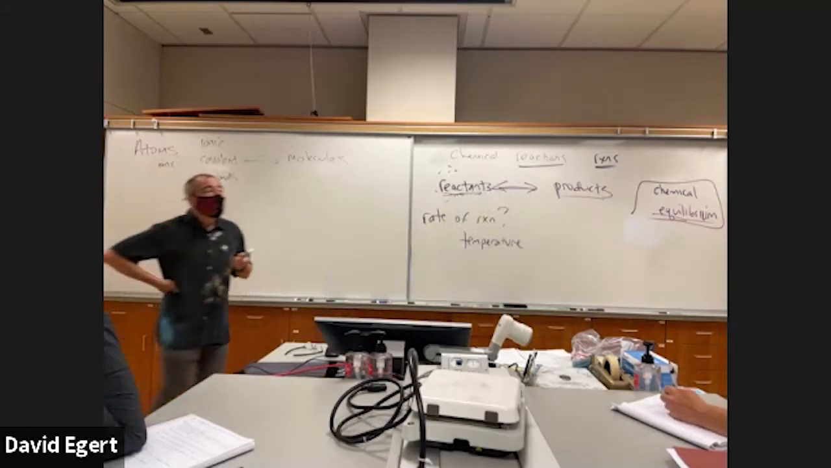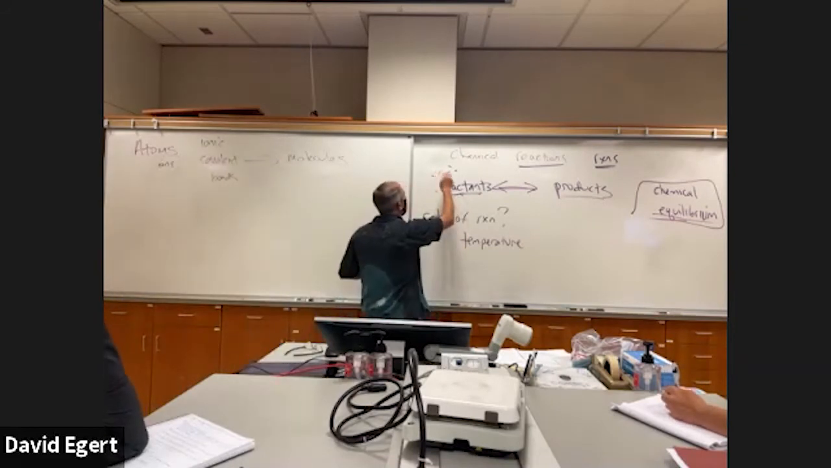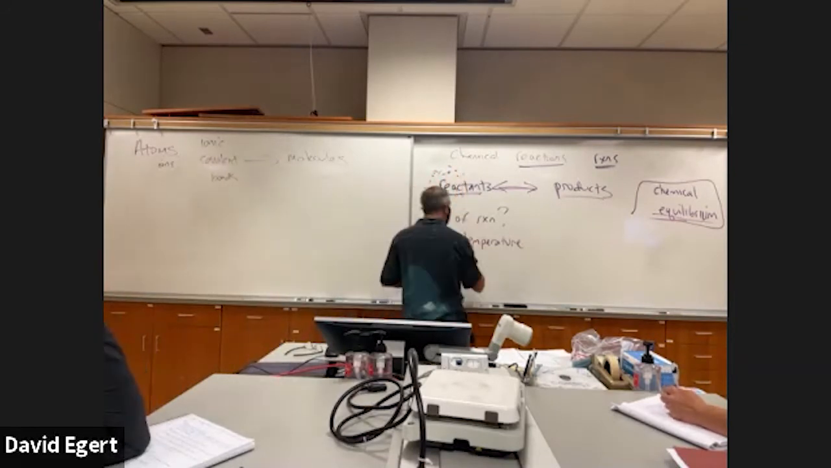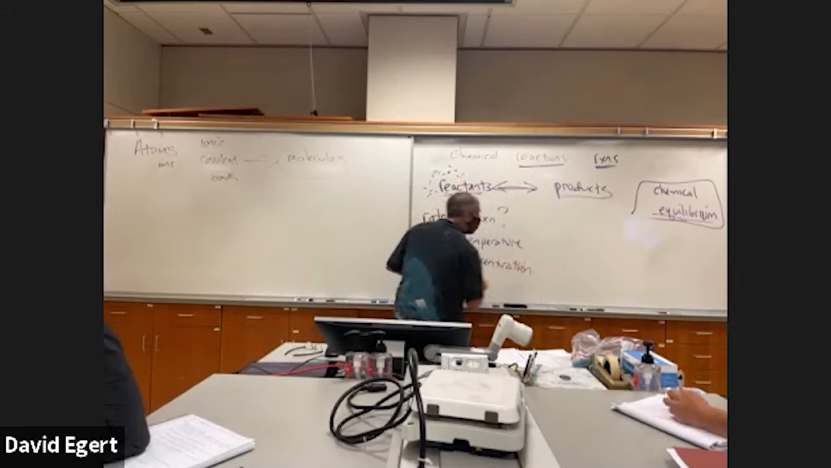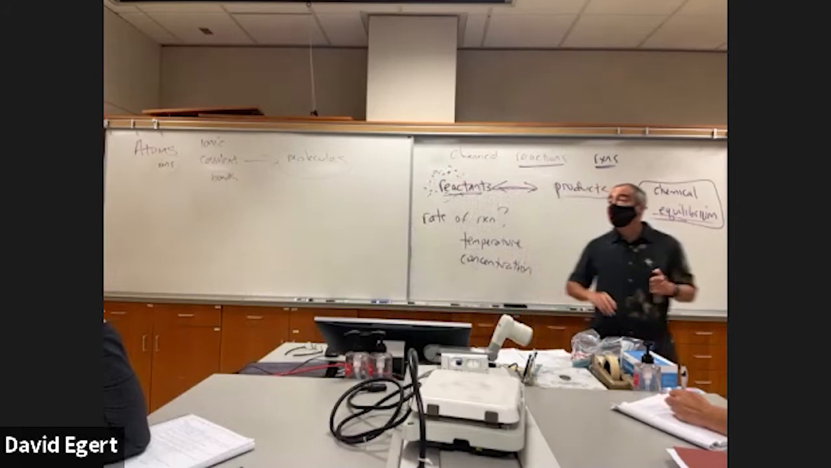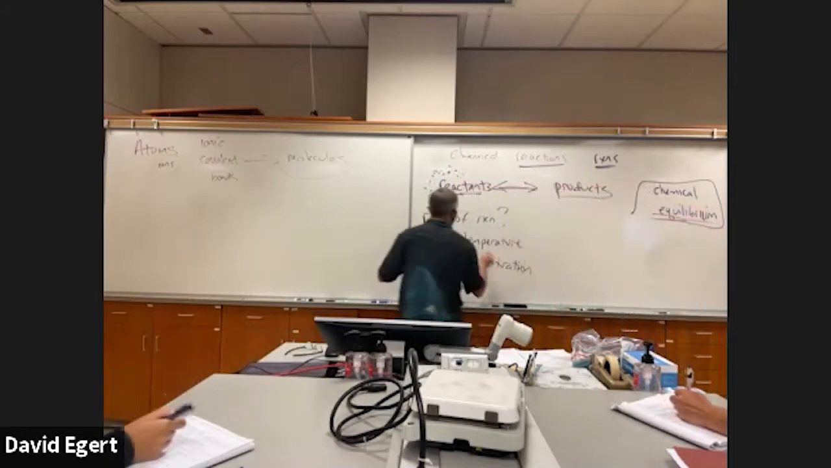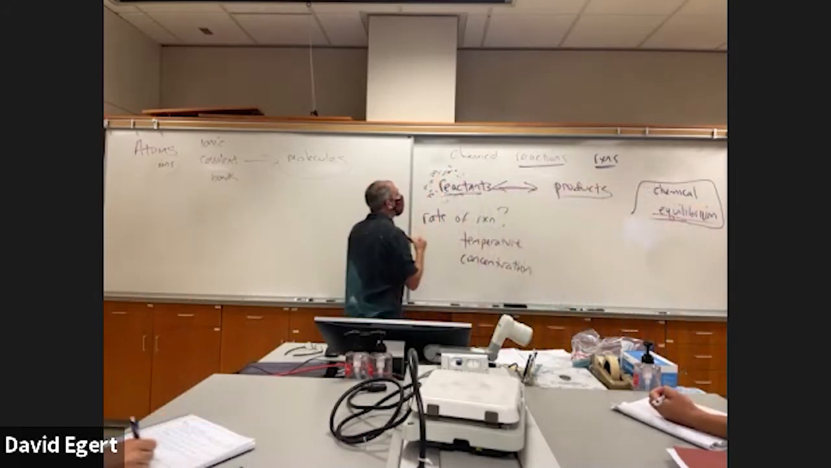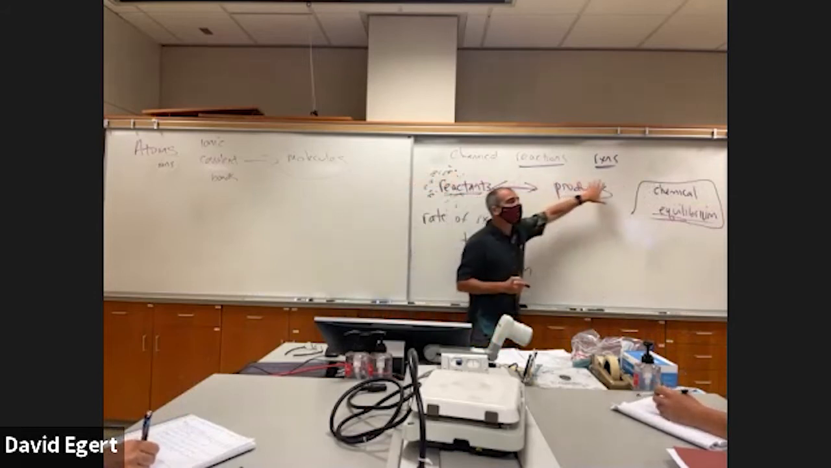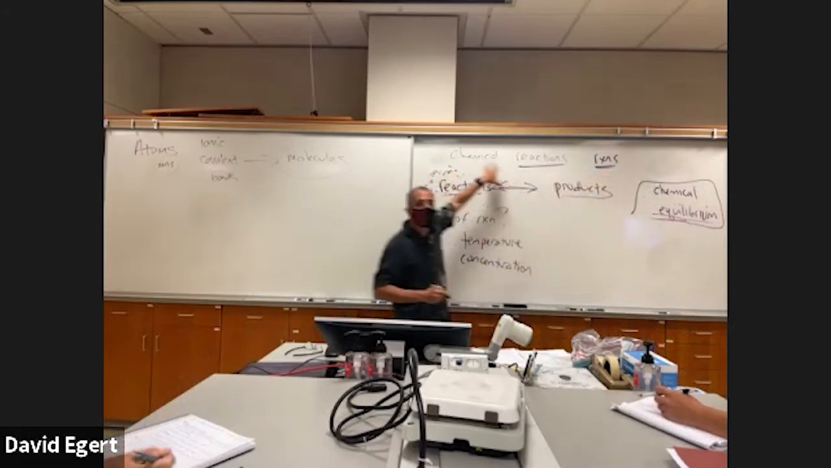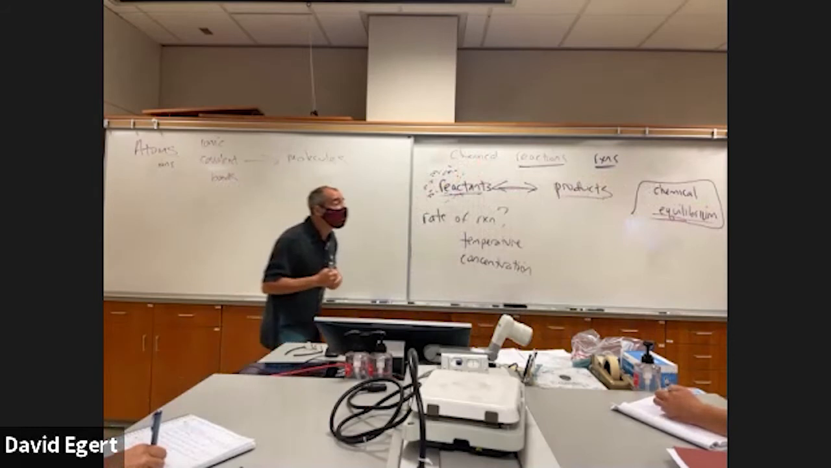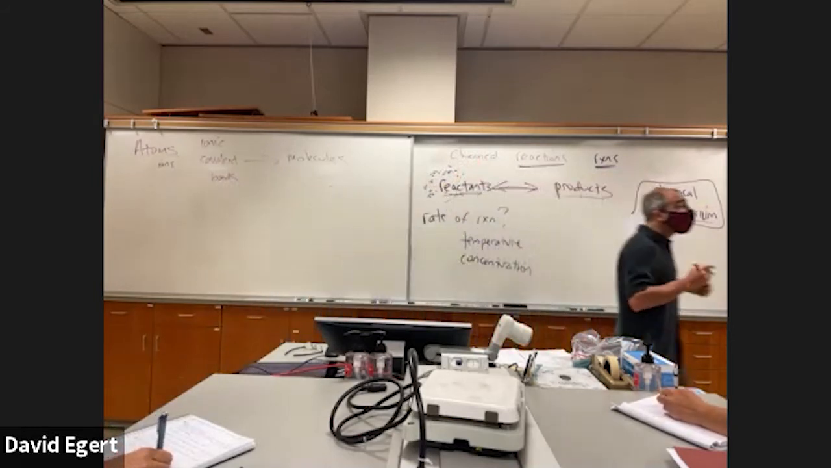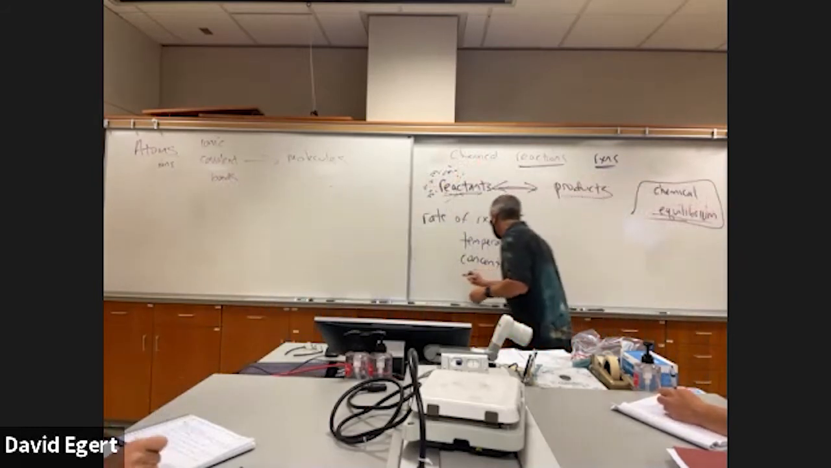Pressure would be the kind of basic concentration. It would be how much of a certain gas you have in a container, but in general, the concentration. If you have more things here, it's going to tend to run this way. If you have more things here, it's going to tend to run this way, just because it's more likely that things are going to ram into each other and happen. Presence of enzymes. That's a huge one.